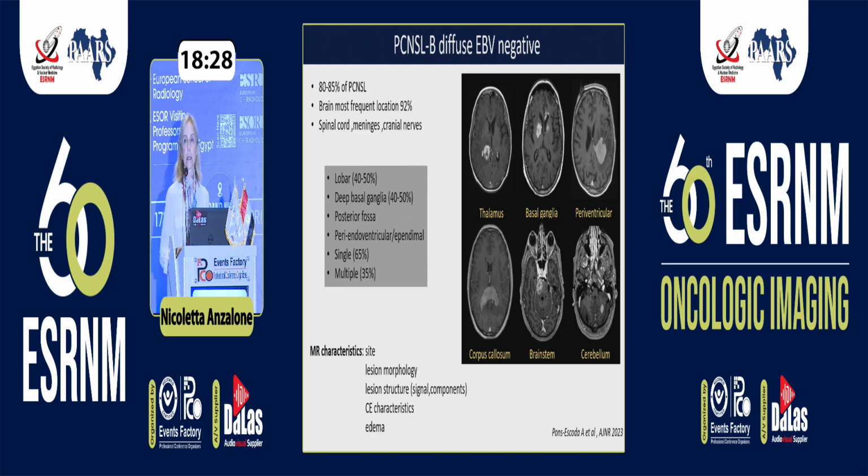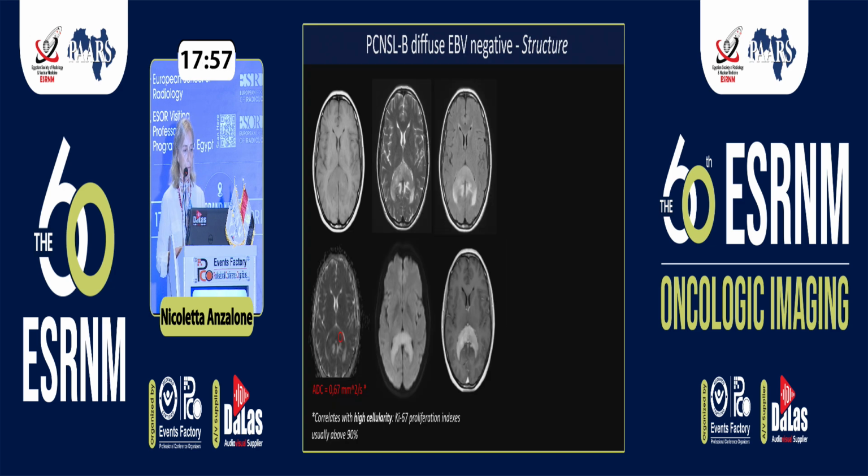In most of the cases, they are single, but they may be multiple. And here on the right side, you may see some examples of these different locations. So we have to look at the MR characteristics. So taking into account the site, as listed here, the lesion morphology, the structure, so that is for us in MR related to signal and the components of the lesion, the contrast enhanced characteristics, and the presence of edema.